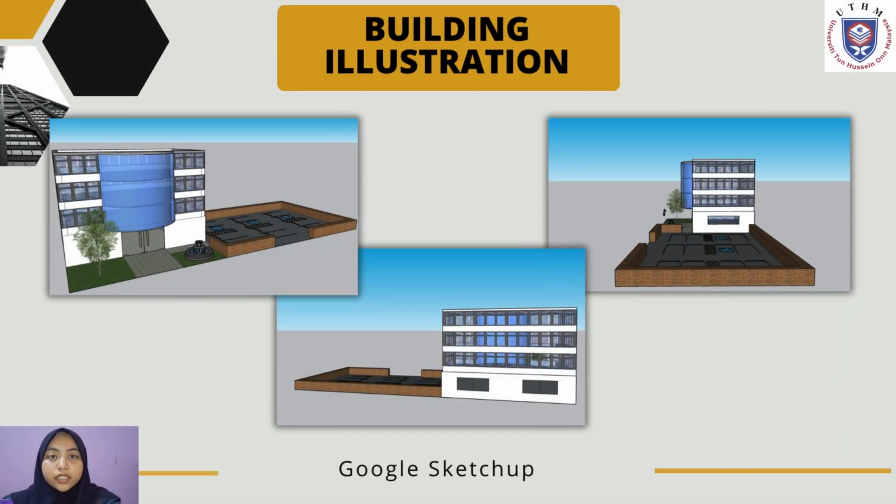Next, this is the 3-dimensional illustration of our building in this project. For this part, we have used the app called Google SketchUp. In Google SketchUp, we can generate the 3D model view of our building. The purpose of using Google SketchUp is to see a clearer vision of our building, and also to demonstrate the purpose and function of our building, which is as an office building and also as a parking lot.